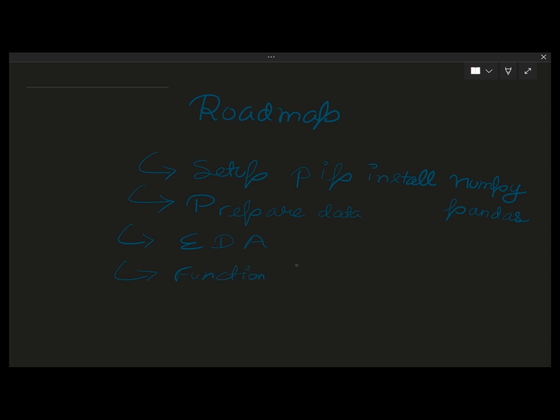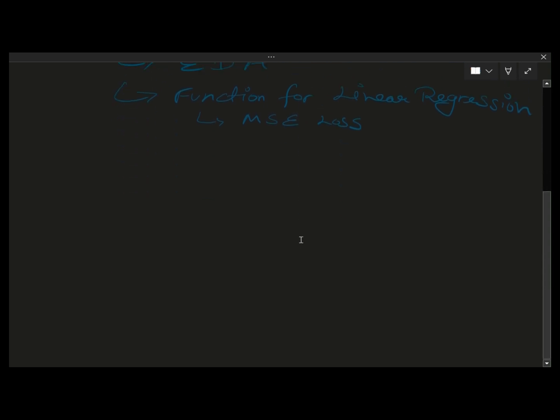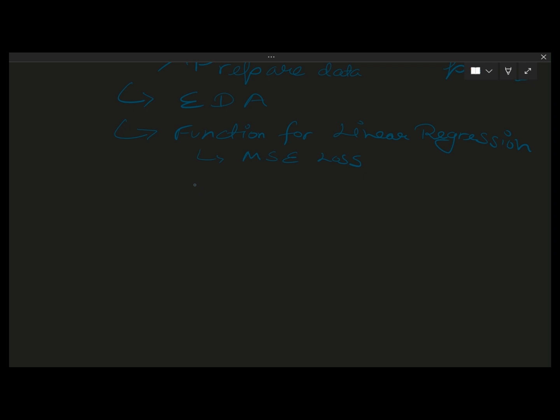create the function for the linear regression model, and then for MSE, mean squared error loss, and then after mean squared error we will create the function for the gradient descent algorithm.